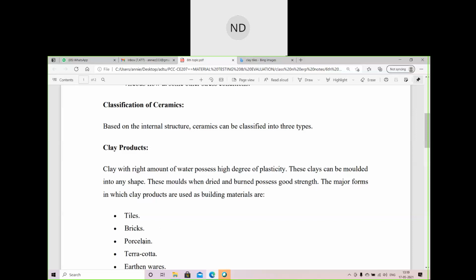So what is porcelain? This is actually a ceramic. Porcelains are also a ceramic material, made by heating, and they contain a material called kaolin. They are made at very high temperatures, between 1200 and 1400 degrees.